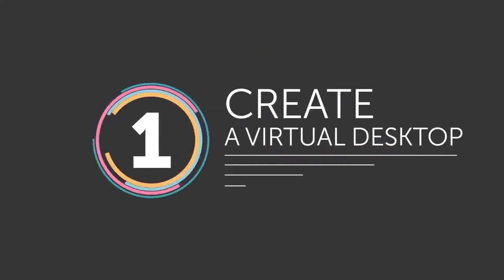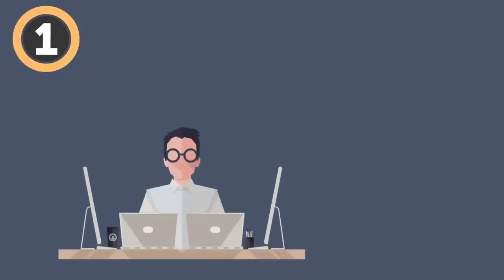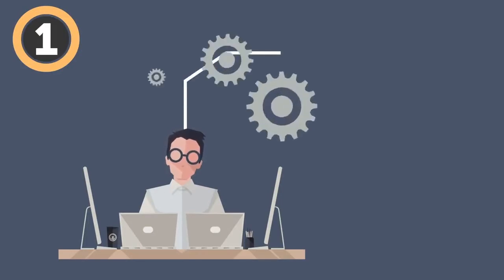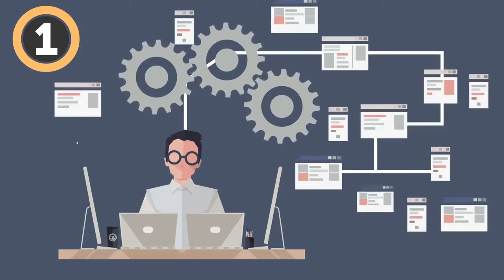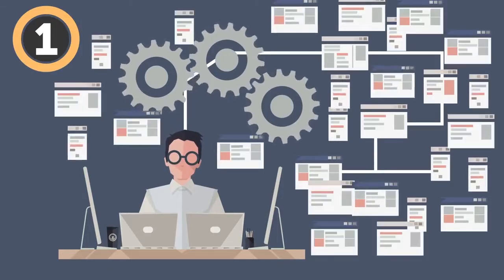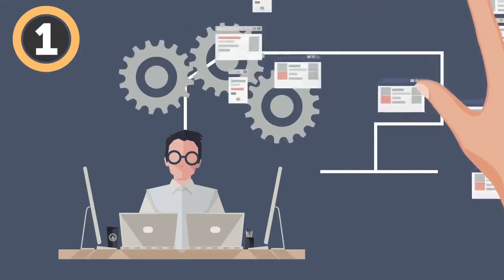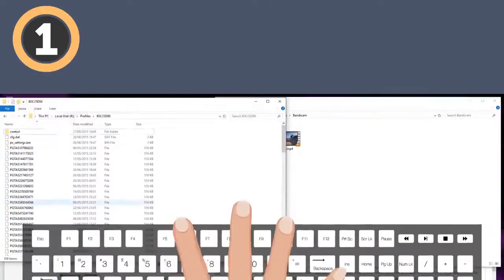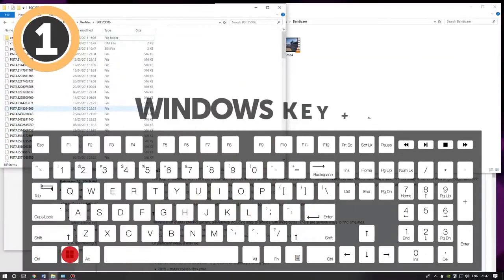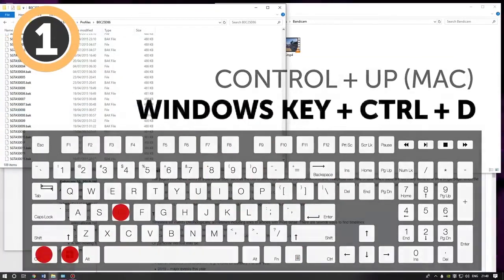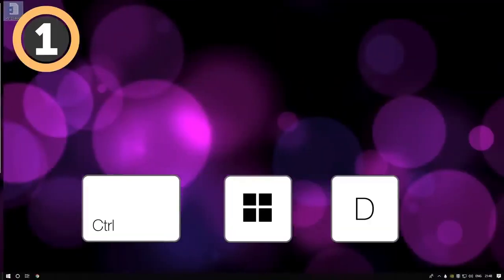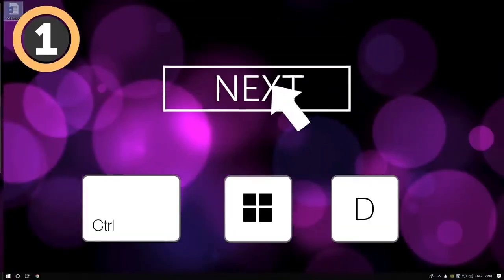Number 1. Create a virtual desktop. Imagine you're in the middle of some work project or research you've been doing all day when you need to deal with another task immediately. Opening new tabs in Windows will just slow you down and mess up your workflow. So you need a new, clean desktop. Well, just press the Windows key plus Ctrl plus D, or Ctrl plus Up if you use a Mac. It'll switch to a new, fresh desktop, and you're ready to go.